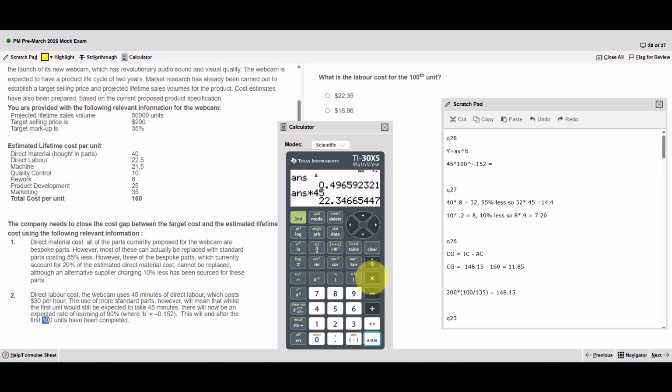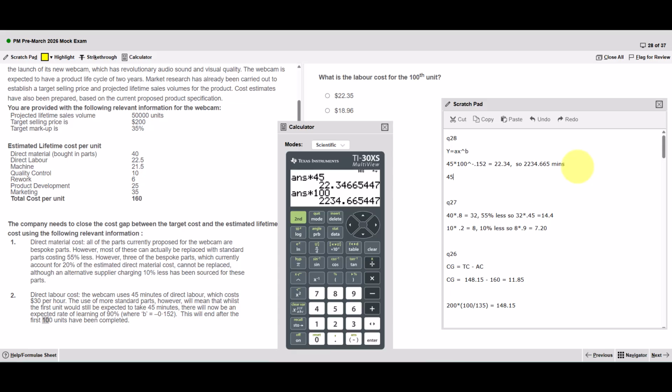I need the time for the full 100 units. So I multiply the average by 100, that's the total time. So here we've got 2,234 minutes. I've kept a few decimal places, and we should do that for these learning curve calculations. It's less of a problem when we've got a selection here, but we don't want to incorporate a rounding error.